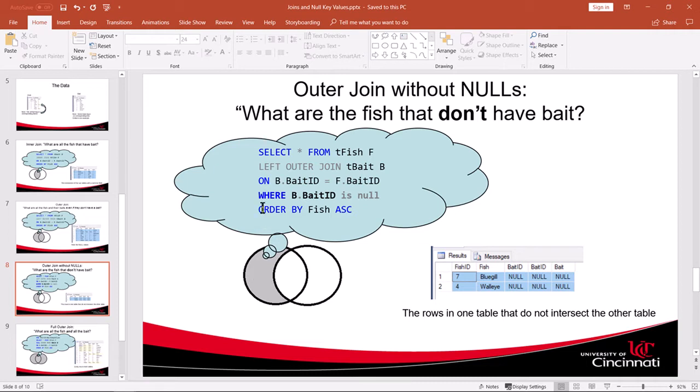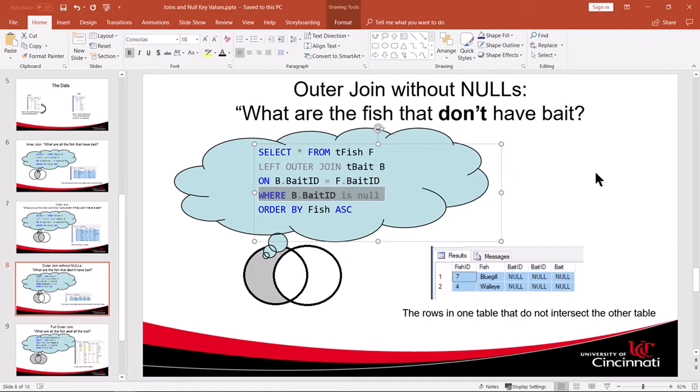And here's the trick. We're saying only give us rows where there was no bait, where the bait is null. It still does the join, but it filters out every other record except for the records that are null.